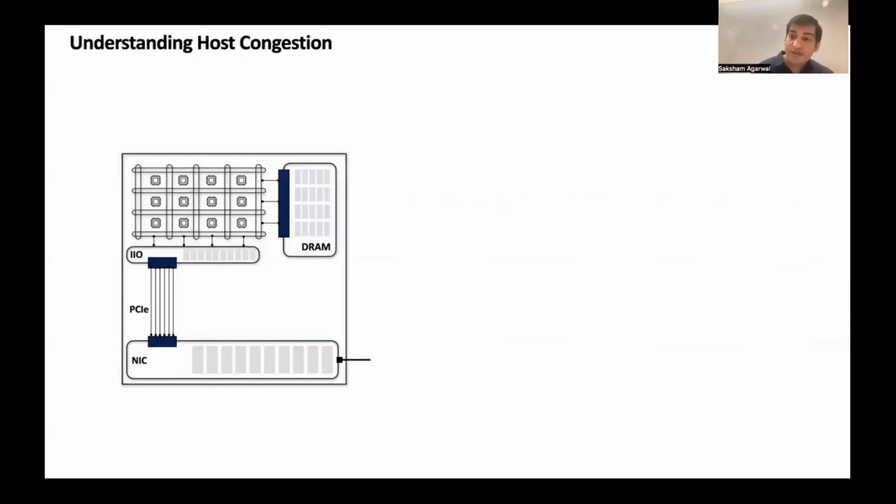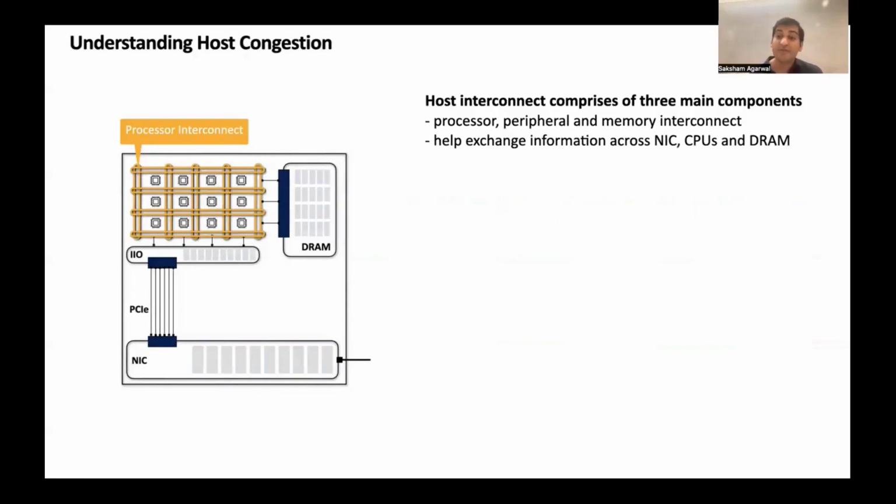To understand host congestion, we need to understand the host interconnect. Today's host interconnect has three main components. First, the processor interconnect is used by the CPUs to exchange information amongst themselves and send read or write requests to DRAM. The peripheral interconnect is used by the NICs to send read or write requests to CPU and to DRAM. The memory interconnect, or the memory controller, intercepts the read or write requests from NICs and CPU cores and executes them on DRAM.